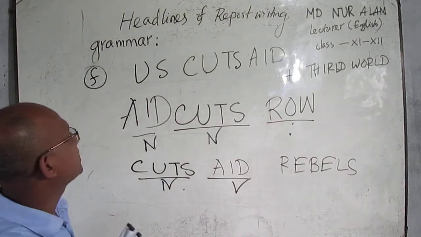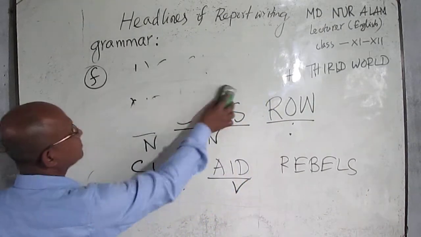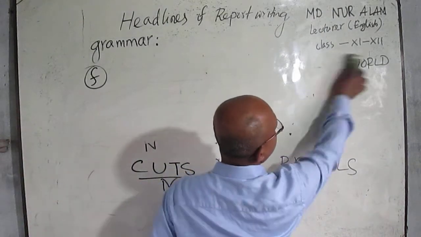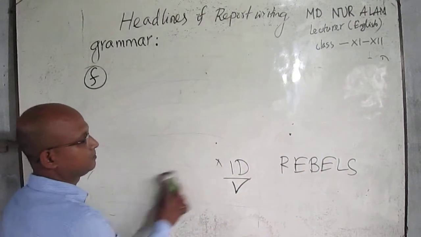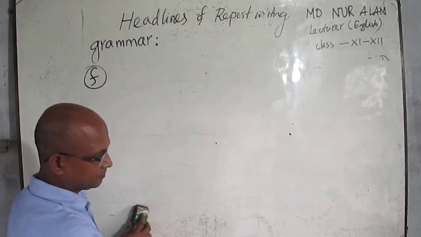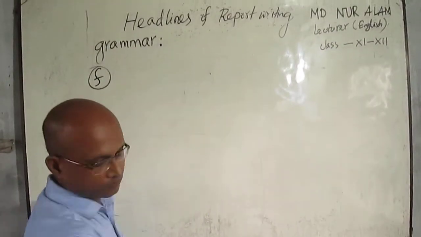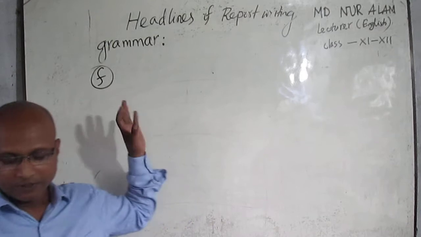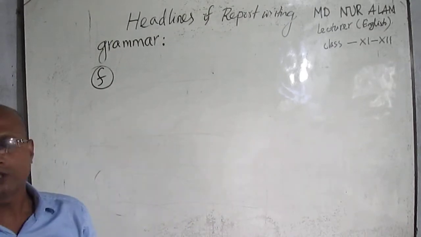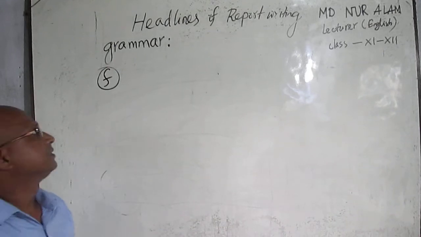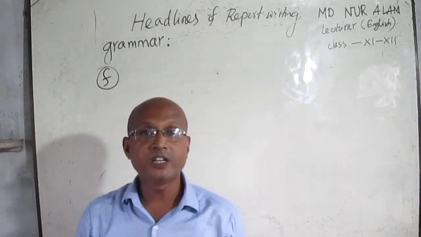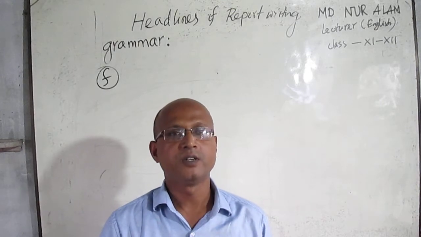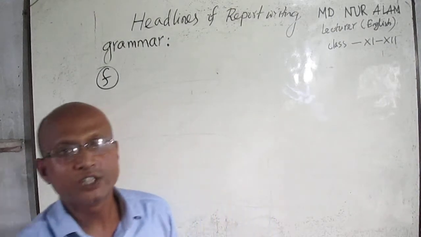Next rule, rule number F. Okay, dear students, now rule number F. Headlines often use infinitives to refer to the future or to indicate future time. Thus, the simple English is: use infinitives, to plus the present base form of the verb, for denoting future time.